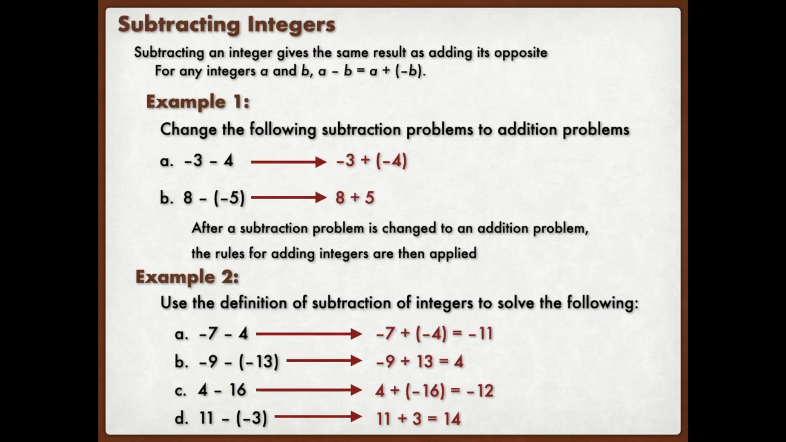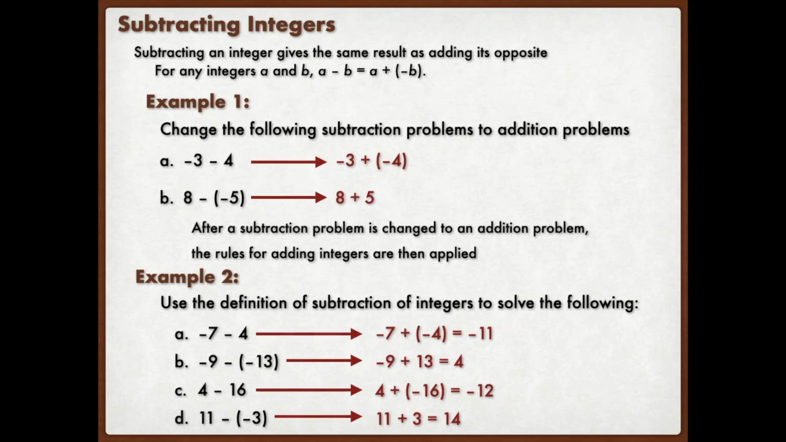Okay, now we're going to focus on subtracting integers. We just focused on adding integers with same and different signs, positive or negative. But here we're going to focus on when we subtract an integer, we need to remember that subtracting an integer gives the same result as adding an integer, but it's going to be an opposite. Here's an example. We have a and b. A minus b is the same as a plus minus b.